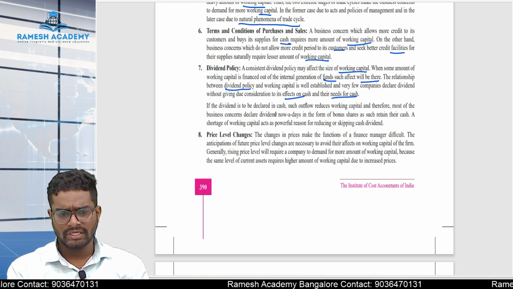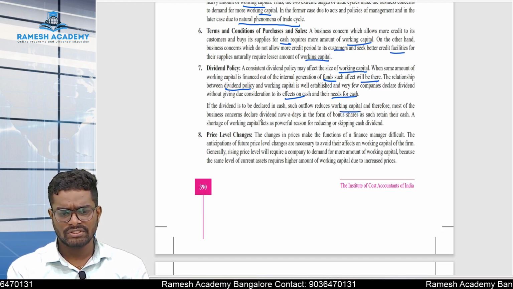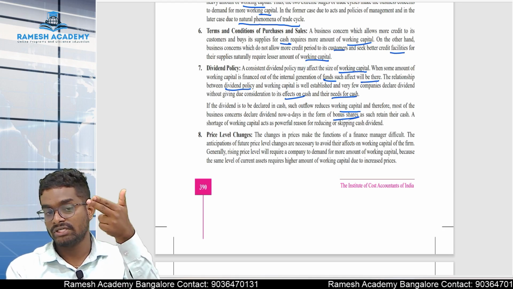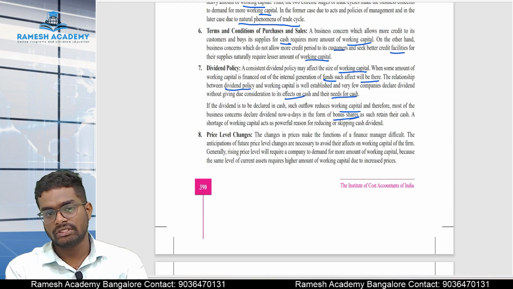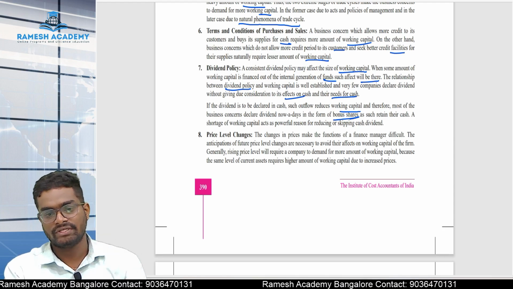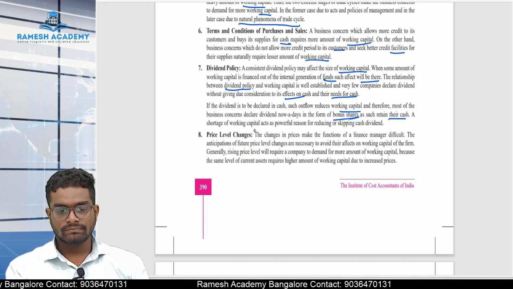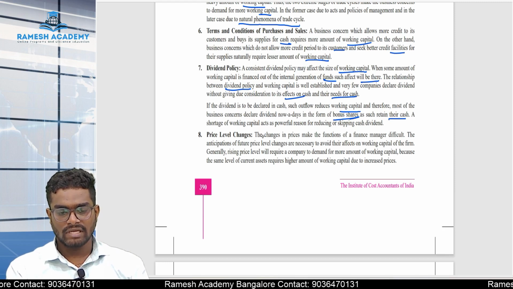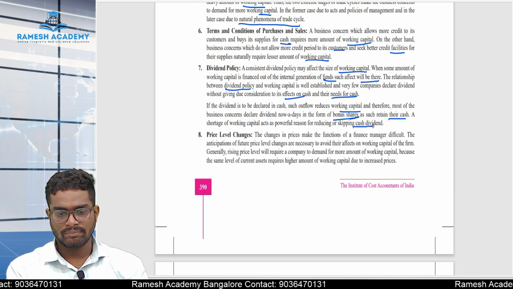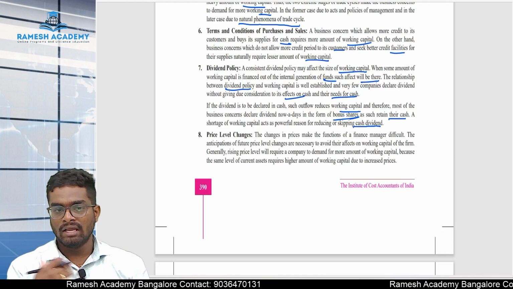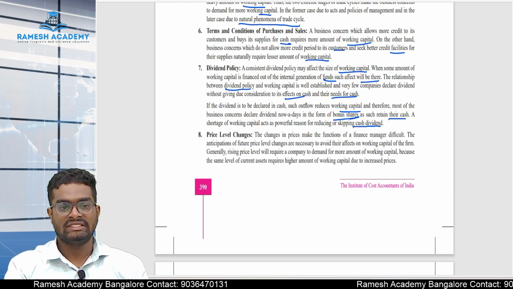If the dividend is to be declared in cash, such outflow reduces the working capital, and therefore most business concerns nowadays declare dividend in the form of bonus shares. Bonus shares means conversion of reserves and surplus into shares. I will not give you the amount, I will increase your shares. Instead of giving you dividend, I will give you one share for free. Keep it, because I will be retaining the cash. A shortage of working capital acts as a powerful reason for reducing or skipping the cash dividend. So since I do not have the working capital, I will tell you that I will be skipping dividend, I will be giving you bonus shares.